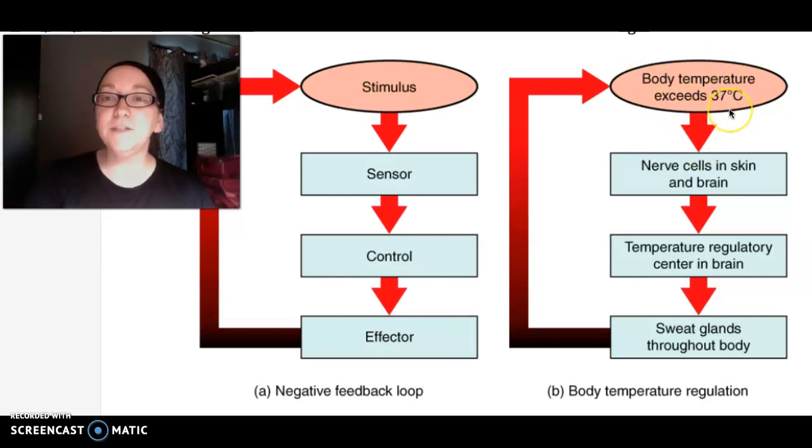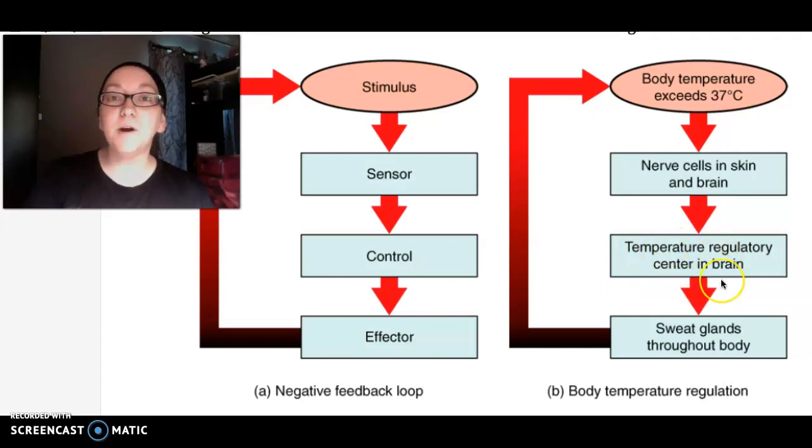If the body temperature exceeds the normal, so let's say that you are sick with a fever or you are hot and sweating outside, then the receptors, nerve cells in your skin, will measure that temperature. Those thermoreceptors will send a message to your brain. That is your control center, the temperature regulatory center in the brain. That's actually in your hypothalamus.